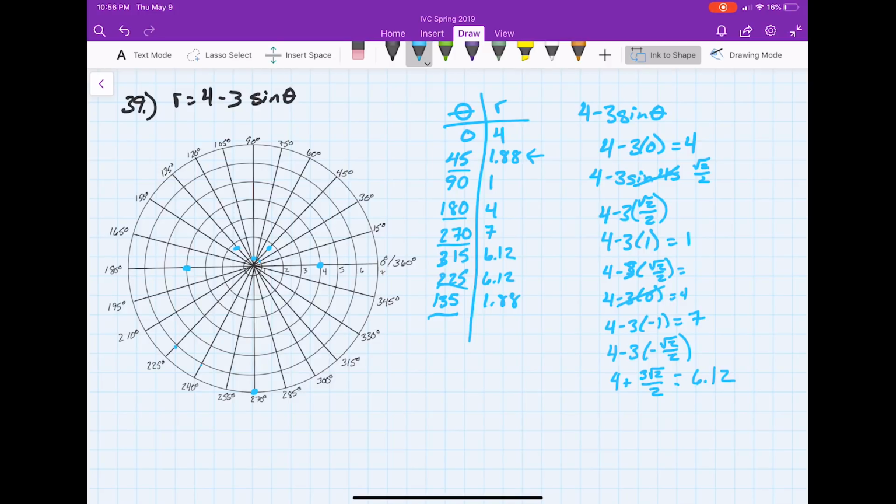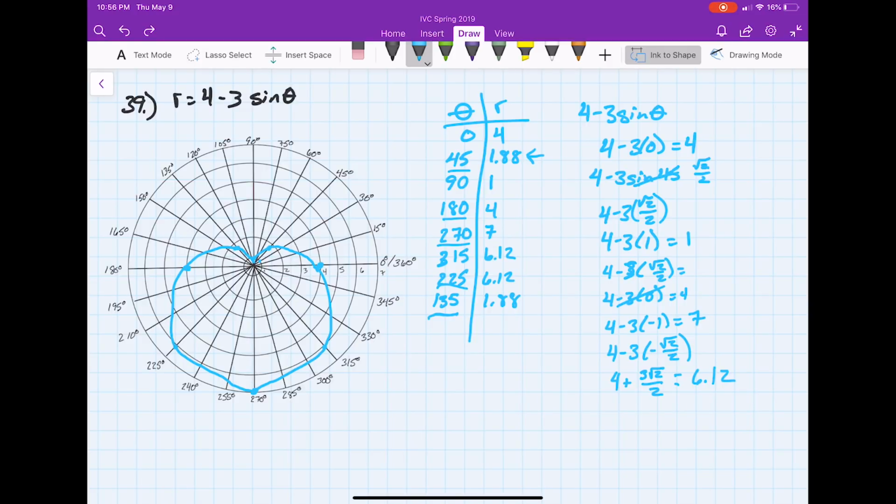And we kind of plot the rest of these points. This one's just over 6. Of course, that happens again over here at 315. And let's connect these. Well, sort of get the idea. All right, there you go.